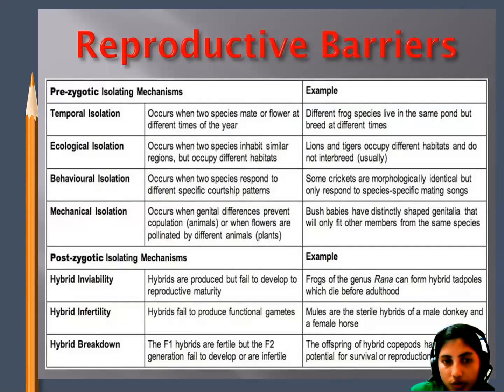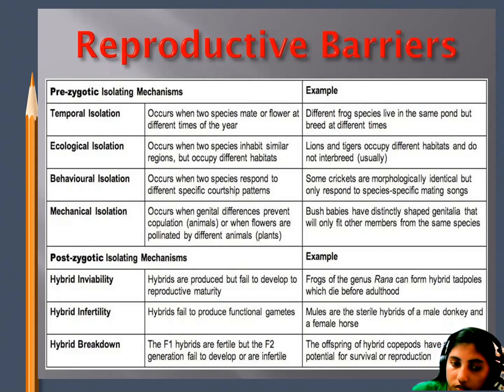Under prezygotic, you have four different types, which is temporal. That means two species mate at different times of the year. Then we have ecological. Two species inhabit similar regions but occupy different habitats. We have behavioral. Species that respond to specific courtship patterns. Examples are given there as well. And mechanical isolation occurs when genital differences prevent copulation, or when flowers are pollinated by different animals.